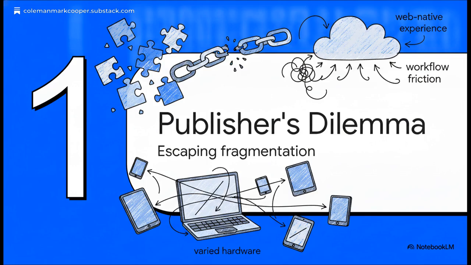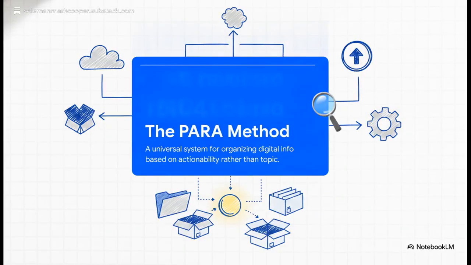Section 1. The Solo Publisher's Dilemma. Escaping ecosystem fragmentation. When you finally step away from those rigid desktop apps, the biggest question becomes, how do we organize everything across the web? Enter the PARA method. It's a universal system for organizing your digital information based on its actionability rather than just its topic. This overarching framework is literally the structural glue for our entire new tech stack.